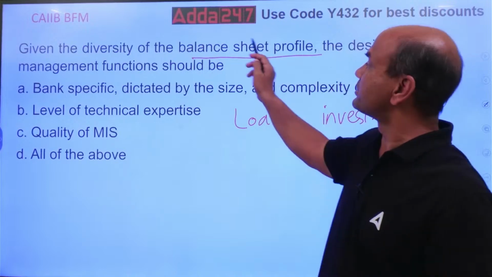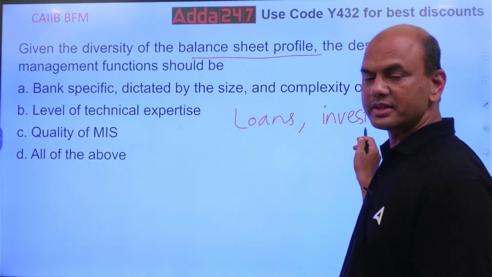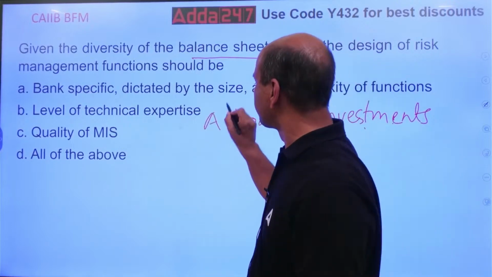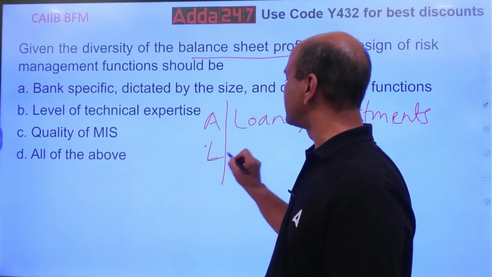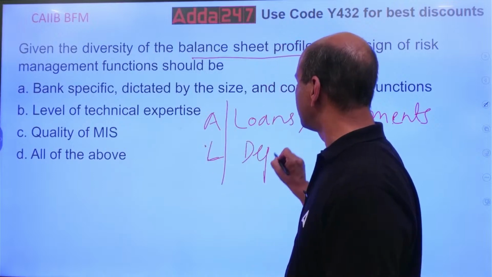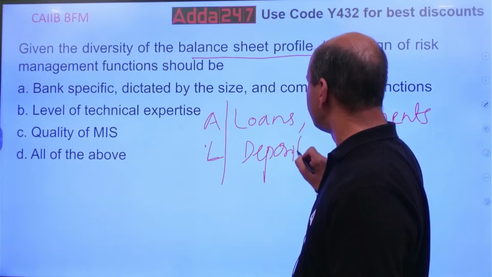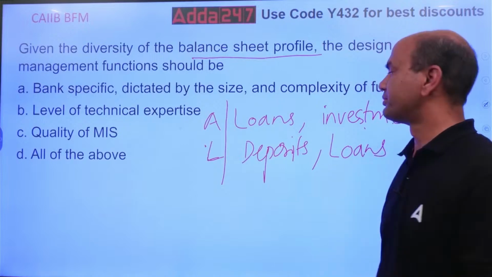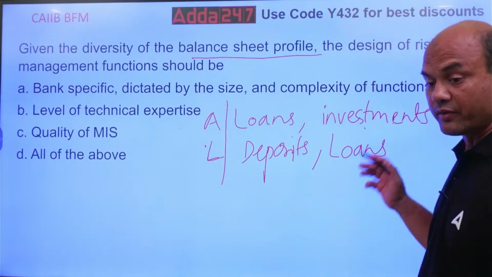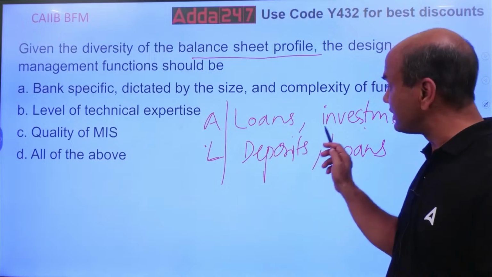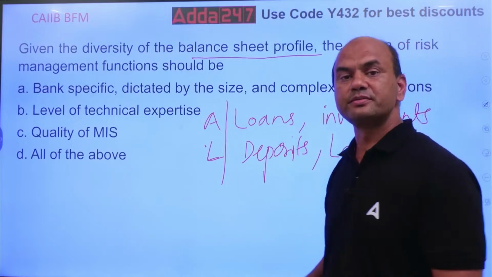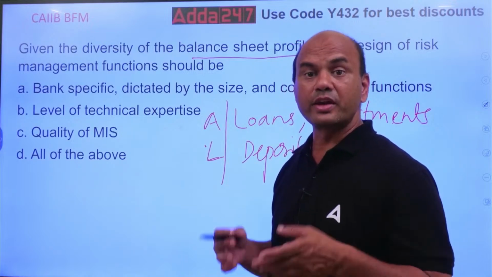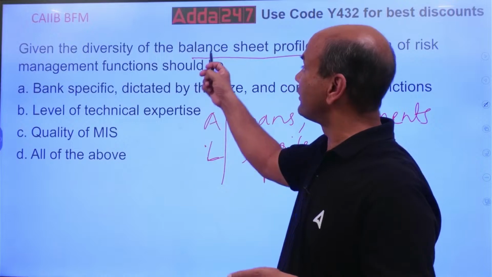So diverse profile means what? Diversity. I am having this. Similarly, in case of liabilities, this is for assets. For liabilities, what is the case? I have deposits and the loans which the bank takes. So huge diversity, and here also we have so many types of products. Interbank borrowings, that is separate. Forex borrowings, that is separate. So that's why it said diversity.